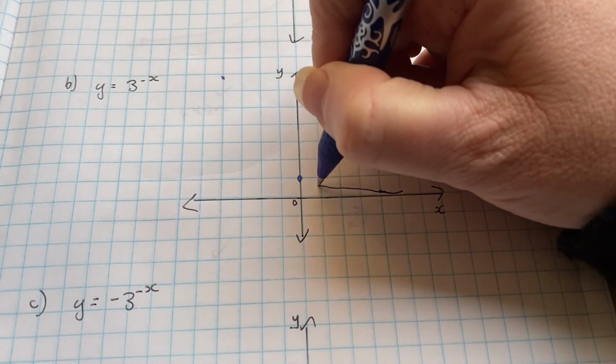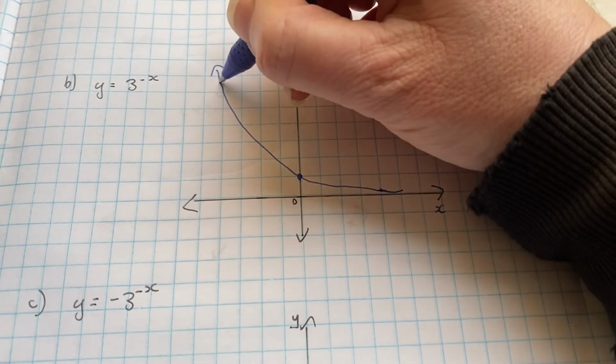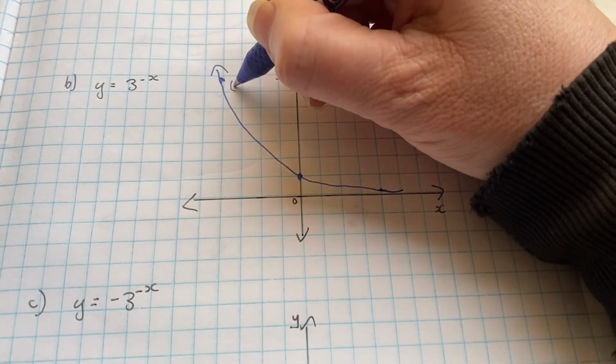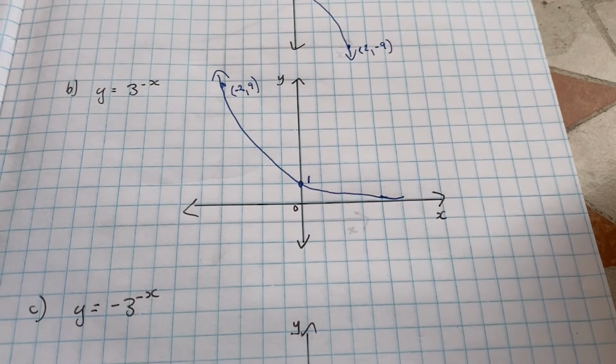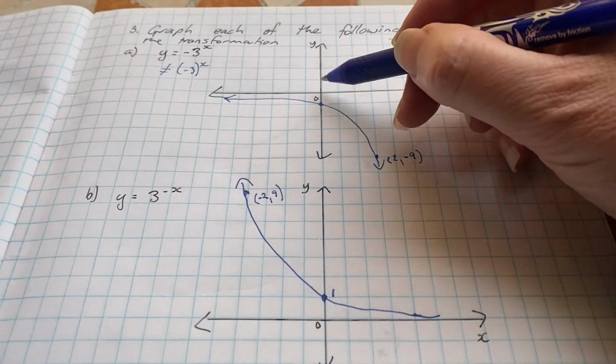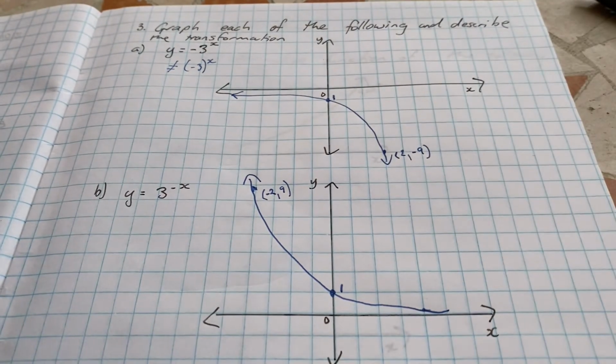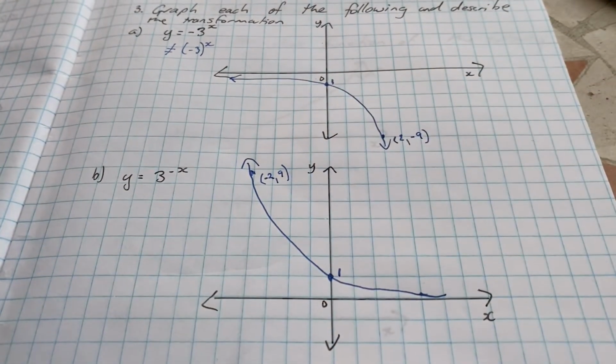So we can see this shape happening. And let's label that point as negative 2, 9, just to give some scale, and a 1 there on the axis. I just noticed up here I didn't put the 1 on the axis for that one. That 0 was just for the origin.